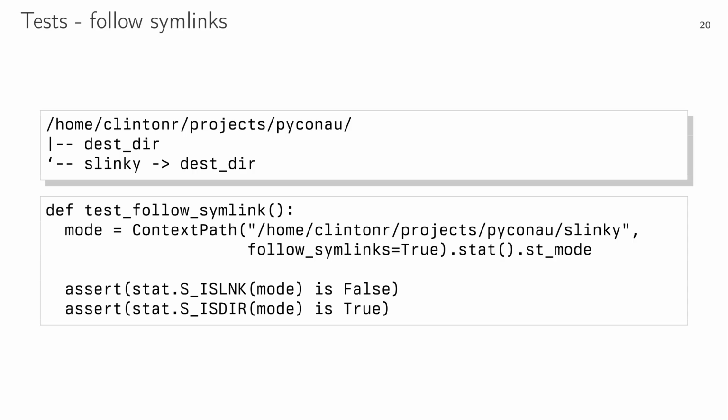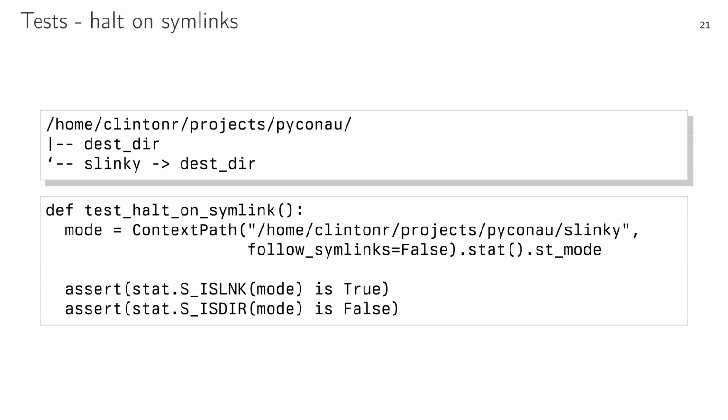We make a context path to our symlink, we say follow the symlinks, and then we do the stat on that. Because we're following the symlinks, we won't be doing the stat on the symlink, we'll be doing it on the destination directory. So when we ask the stat results, is it a symlink? It'll be false because we're following the symlinks, so we'll actually hit the directory. And when we ask, is it a directory? Because we followed the symlinks and hit the directory, it will be.